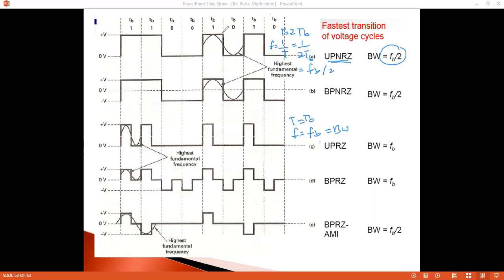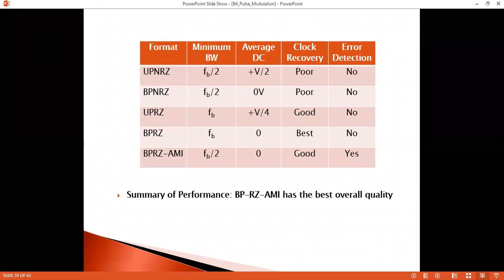Okay, let's move to the next slide. So overall, let's compare these 5 formats: unipolar NRZ, bipolar NRZ, unipolar RZ, bipolar RZ, and bipolar RZ AMI. In terms of bandwidth, average DC, clock recovery, and error detection, the most conventional, unipolar NRZ, has quite bad performance because even though it uses less bandwidth, in terms of power, synchronization, and error detection it is not that good.